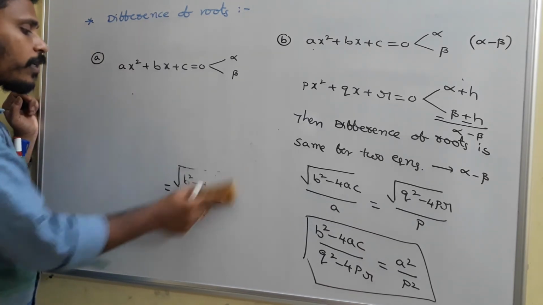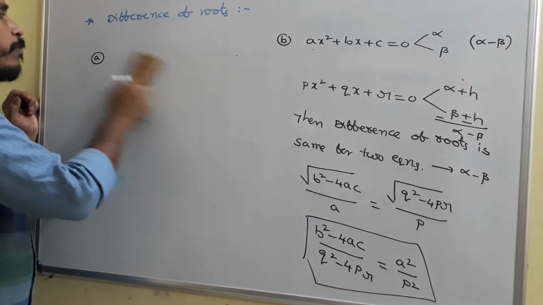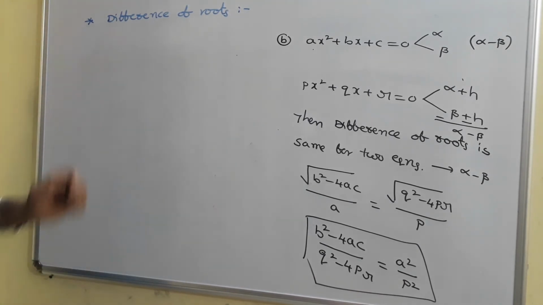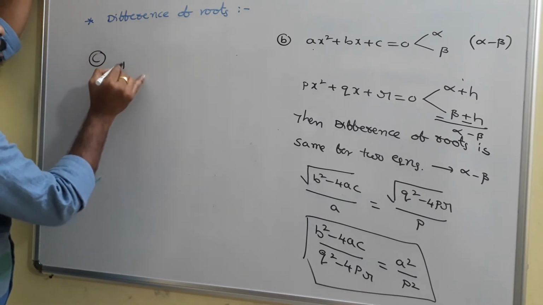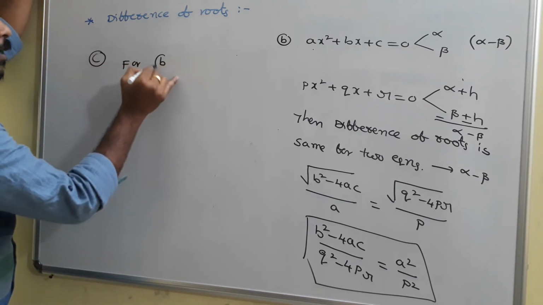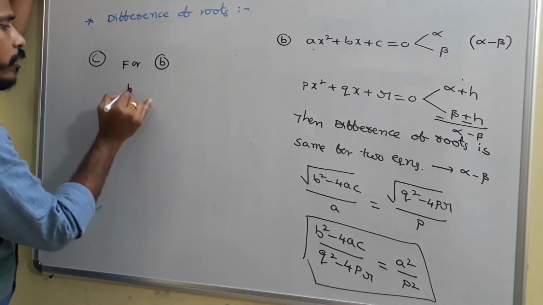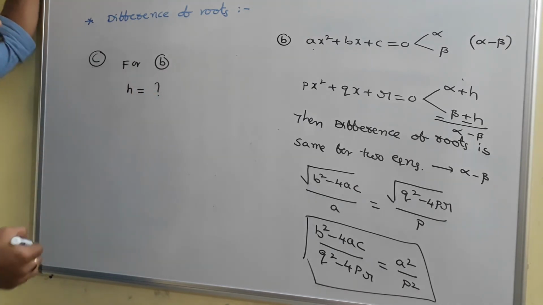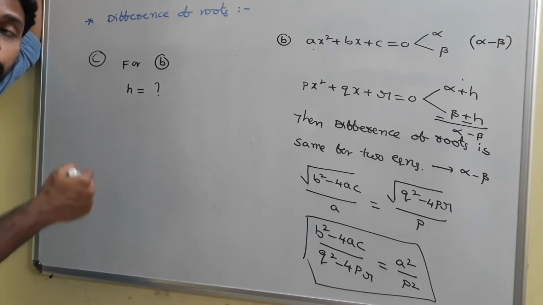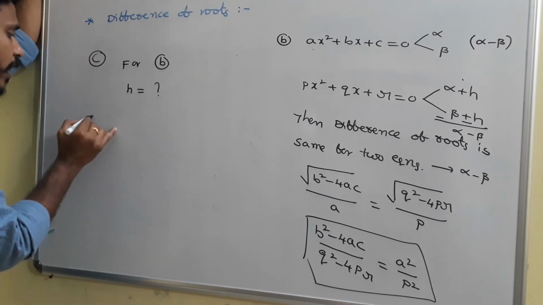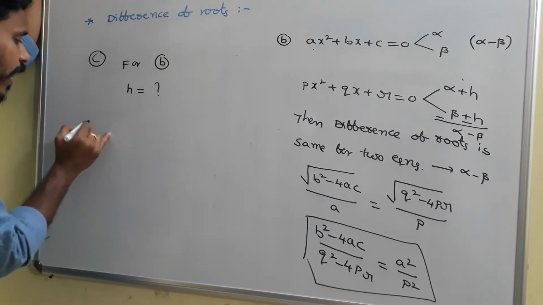And another situation is sometimes the question asks you to find the h value. Okay, for the above b, sometimes the question asks you to find h. How to find h? See, to find h, this concept of difference of roots is not applicable in this case. Then in this case you need to go with the sum of the roots.